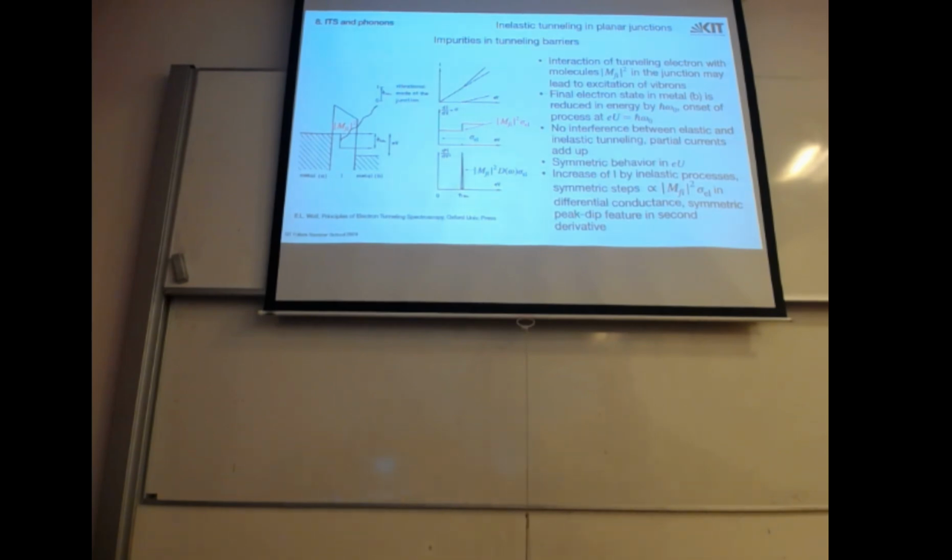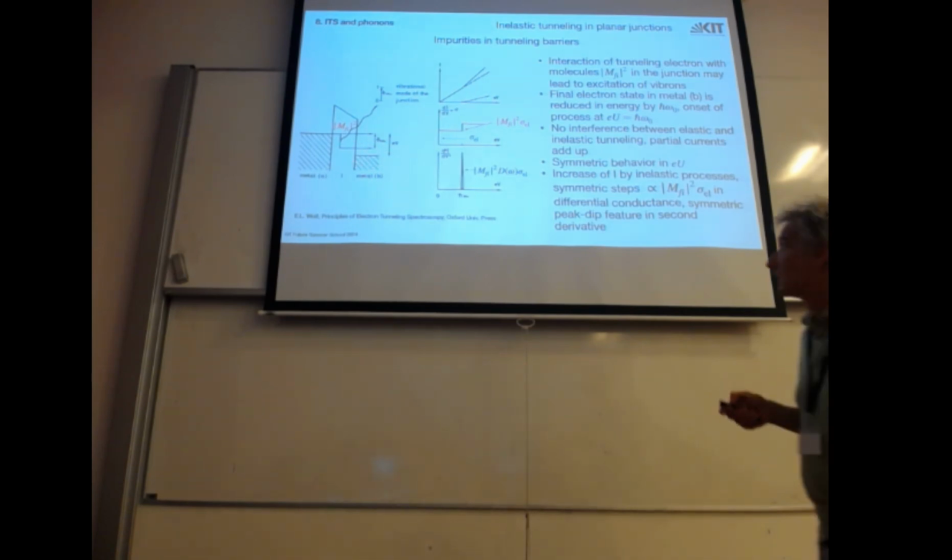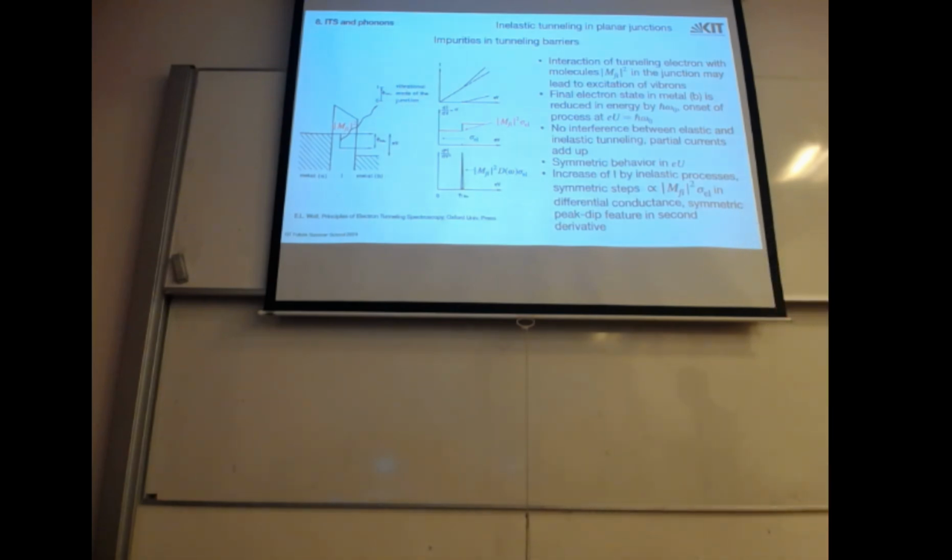So let's take the simplest approximation. We have a linear constant density of states, and our IV curve is just a straight line for the elastic current. But once we hit the vibron energy, the second channel opens, and again we get an additional channel, which is linear, because we have the same constant density of states here, and it will start exactly at this vibron energy. So we see a small change of slope in the IV curve.